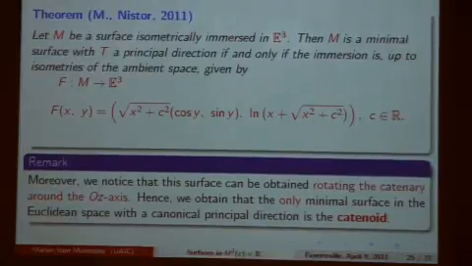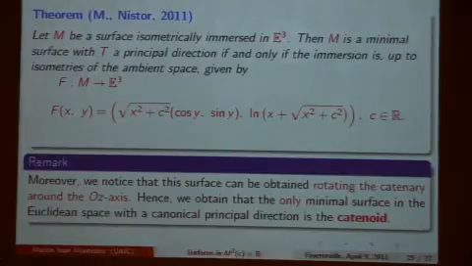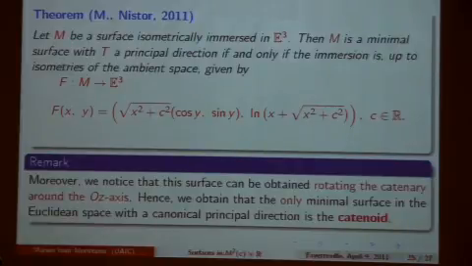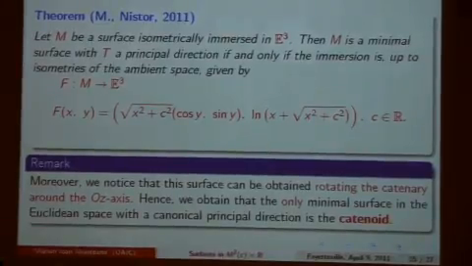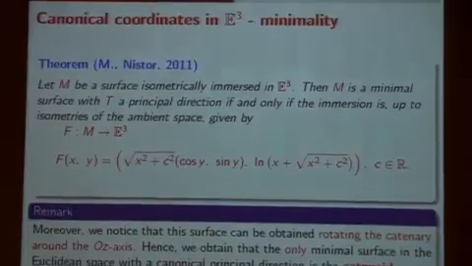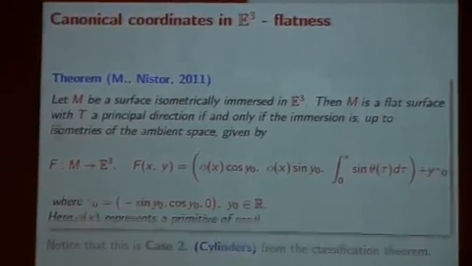An interesting result is, for example, this. We obtained in fact another geometric characterization of the catenoid. It is known that it is the only minimal rotational surface, but with our notions, it is the only minimal surface having a canonical principal direction. And the flatness, and this one. Okay, thank you.